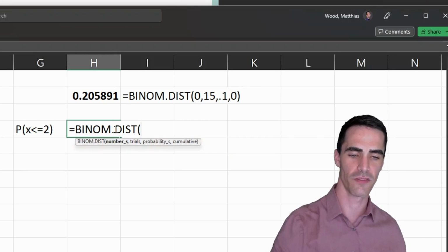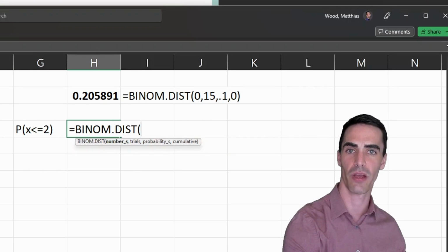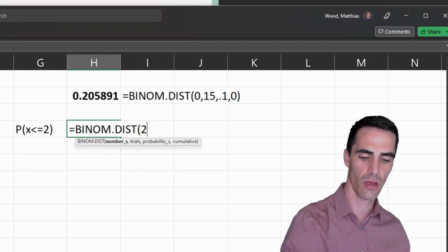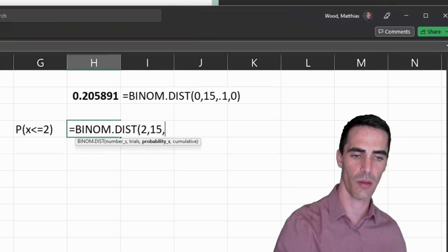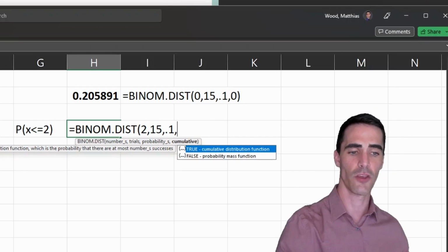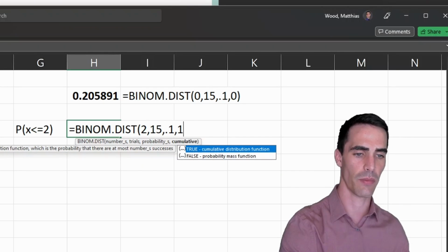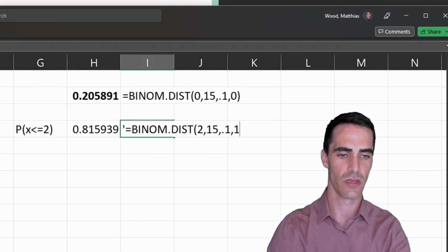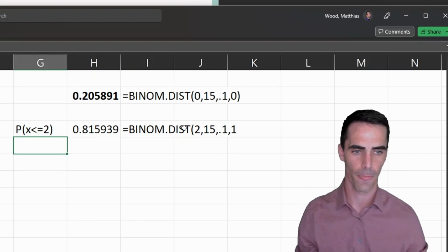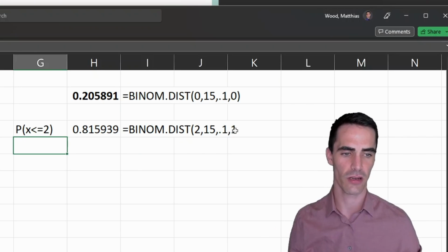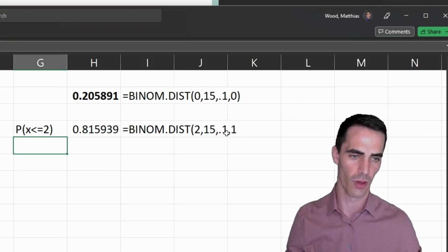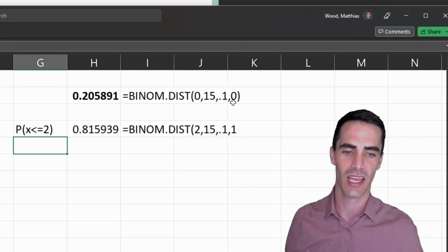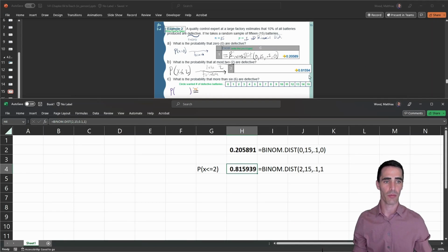And then what is my number of successes? Again, this should be the number that we're comparing to, always 2 here. Number of trials, 15. Probability of success, 0.1. And cumulative true, or I'll just type in a 1 there. And we should have all of these inputs typed in similarly. So again, the only difference here, make sure you notice the 1 or true at the end versus 0 or false at the end. And we should get a probability just like we see up top.